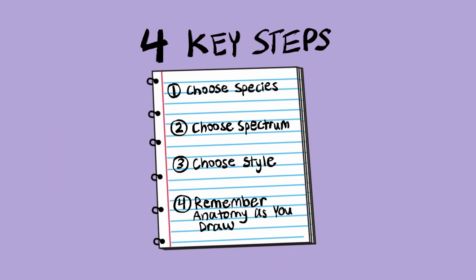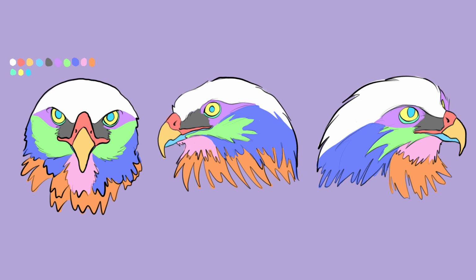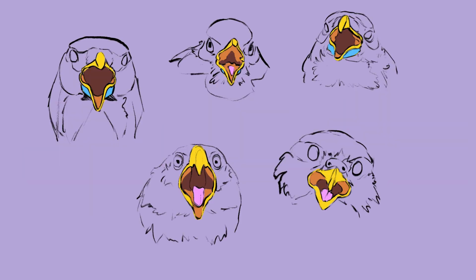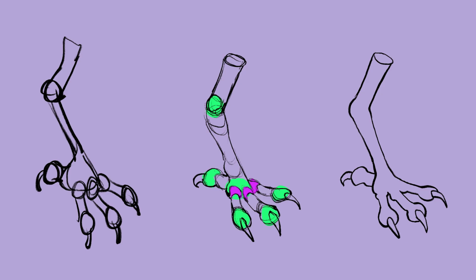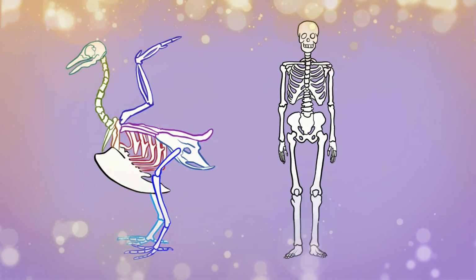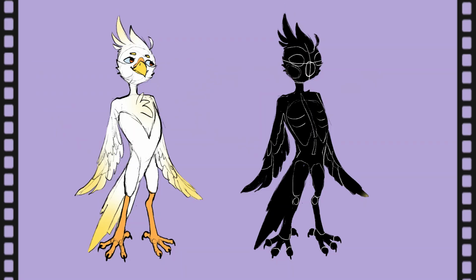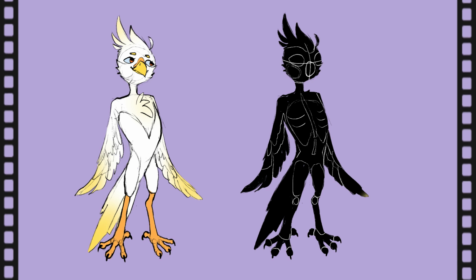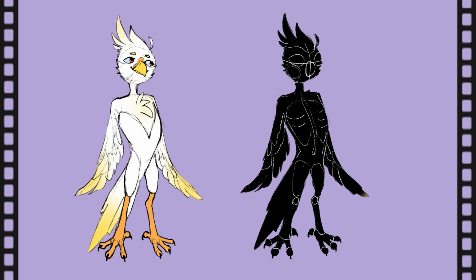And number 4, remember anatomy as you draw. Make sure to include those sections of the head, beak, wings, and feet that we learned. Referencing diagrams can help. Even more simplified, cartoony characters should be based on these anatomical structures.